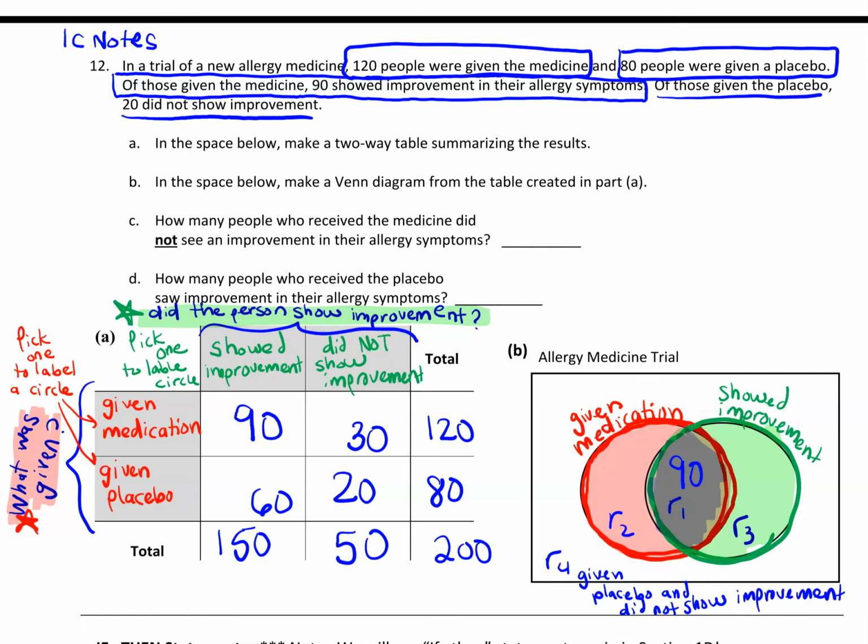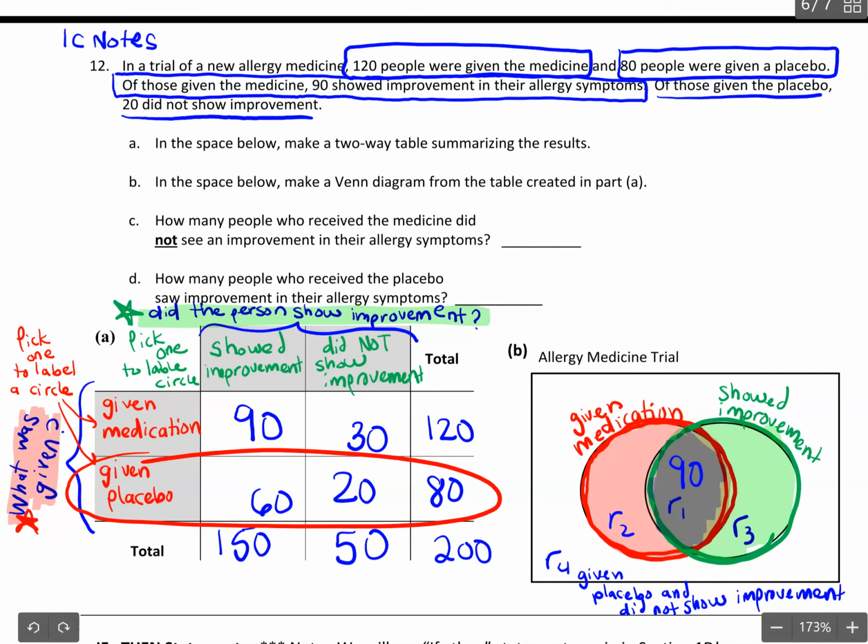Okay, now let's do R4, since R4 has a written description there. What do I know about R4? Well, R4 was given the placebo, so I'm going to go to that row. And R4 did not show improvement, so I'm going to go to that column. And I see the number 20 in that intersection. So I'm going to record 20 in the region that I happen to label R4.